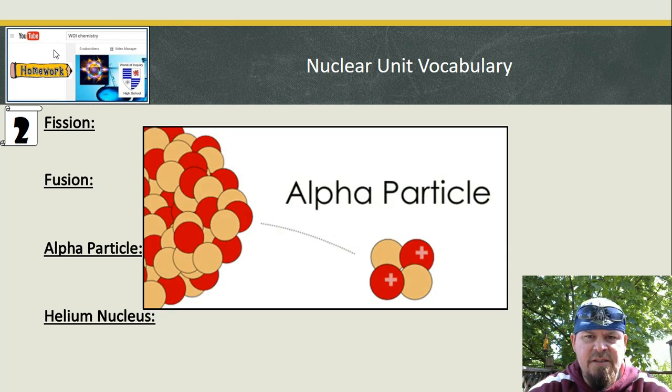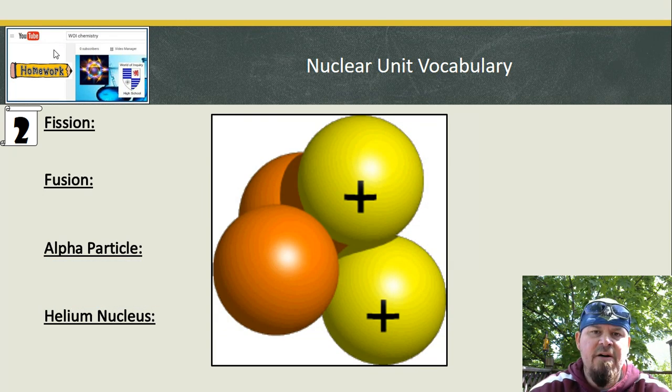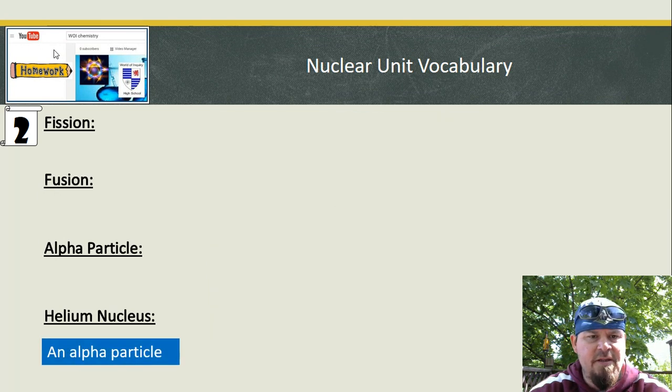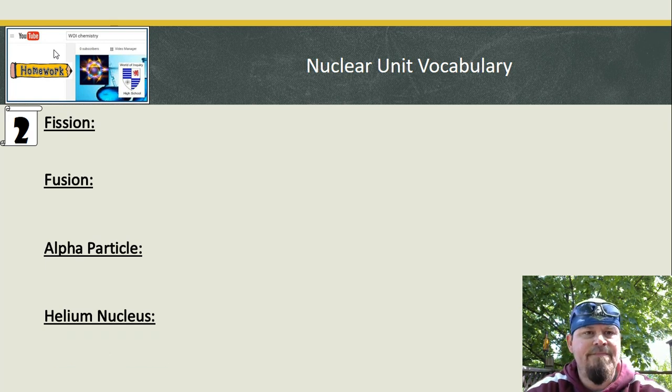Alpha particle is the first of the emissions. This is a positively charged particle consisting of two protons and two neutrons. Basically, it's the helium nucleus. So it's the nucleus of the helium atom. Here is the helium nucleus, two protons, two neutrons, and that's basically an alpha particle. So if you were taking the quiz, you of course would not pick alpha particle for alpha particle.